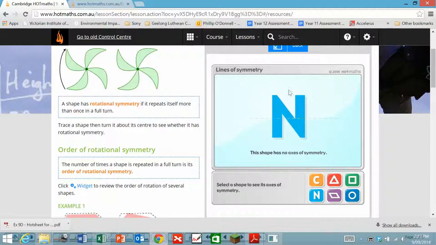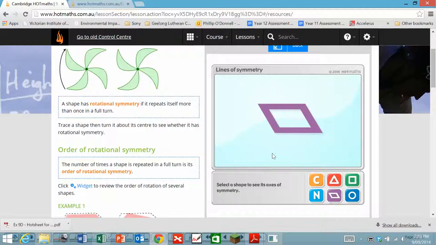So what if we tried the other way? A line that way, fold it over, again, it doesn't match up. So this shape doesn't have any axes or lines of symmetry. Again, it doesn't match up if it's done on the angle. So there are no axes or lines of symmetry on all shapes, only on some shapes.